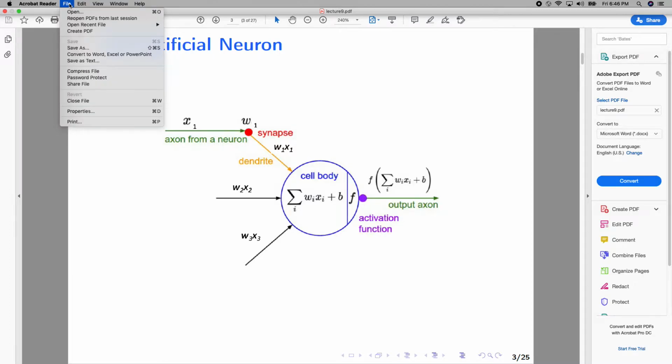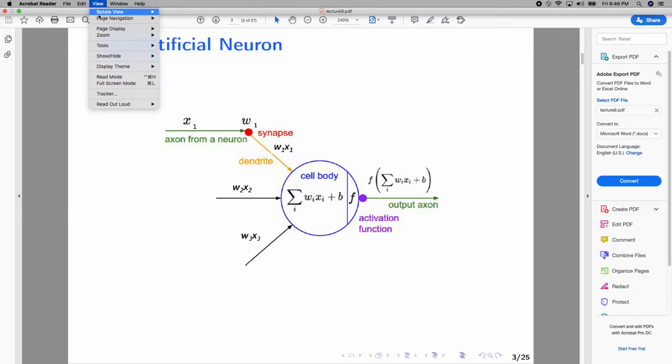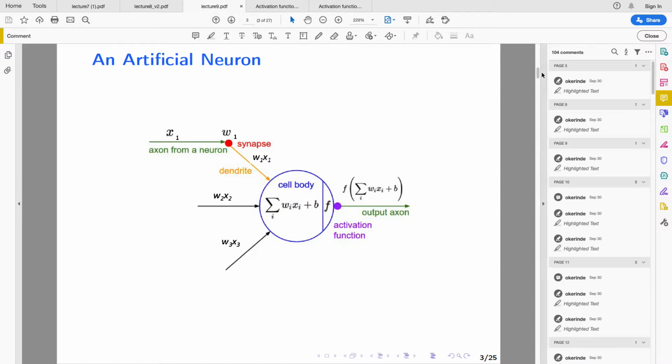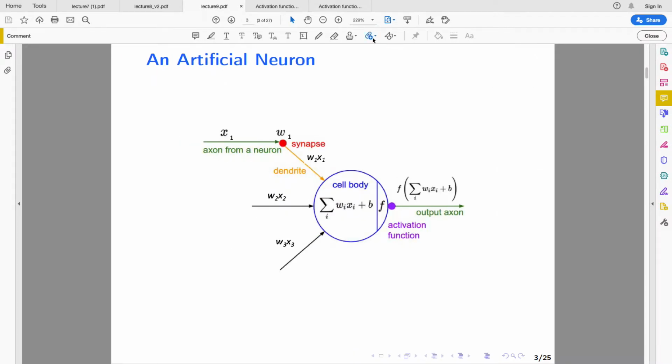Today we shall be looking at activation functions. Activation functions are very important in deep learning, and it's good enough for us to also understand how it works. So shown here is a typical example of a neuron, an artificial neuron.